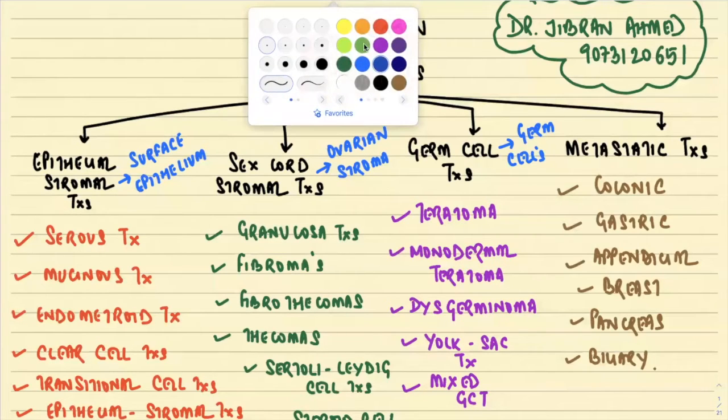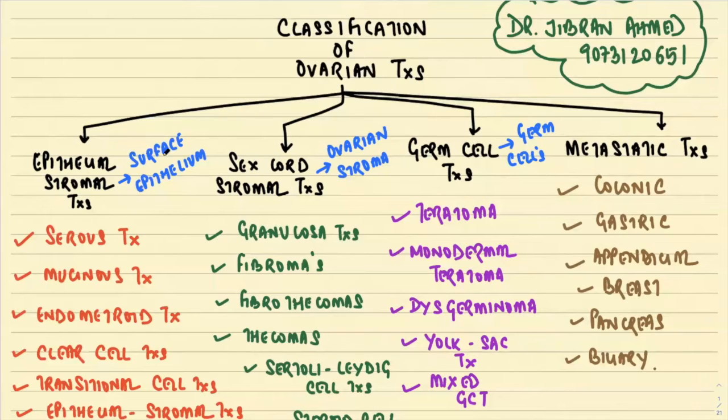So over here, again, very important stuff is that there are 4 important groups of tumor. The first one is your epithelial stromal tumor. Second is your sex cord stromal tumor. Now, the epithelial stromal tumor is arising from the surface epithelium of the ovary. The second is your sex cord stromal tumor, which is arising from the ovarian stroma. The third is your germ cell tumor arising from the germ cells. And lastly, you are having the metastatic tumors to the ovary. So germ cell tumors are a very, very important exam question. It is a very, very hot topic for the exam.